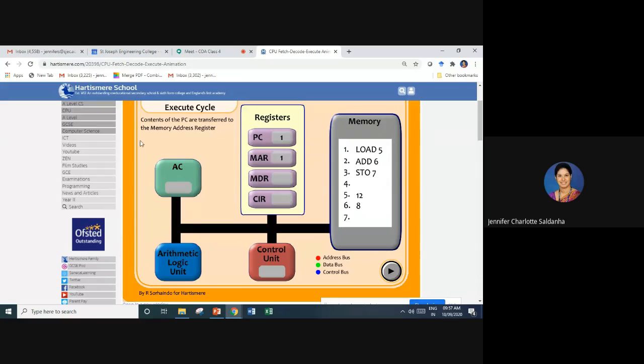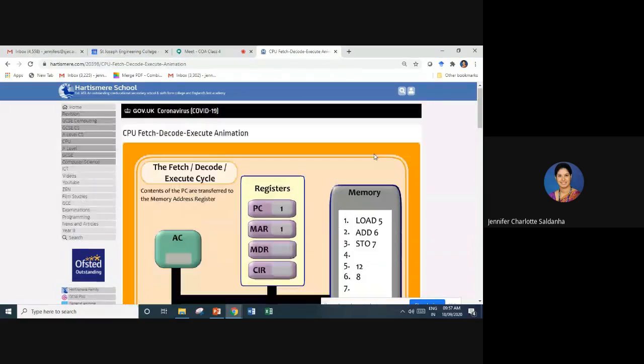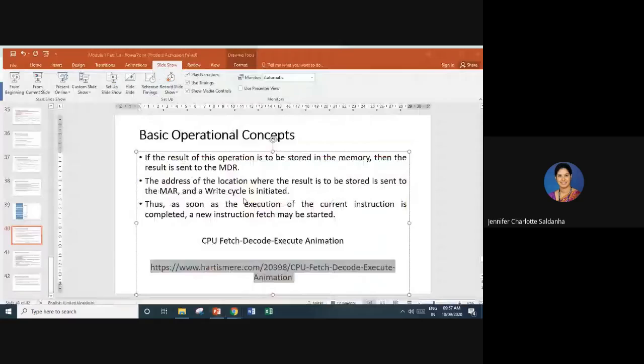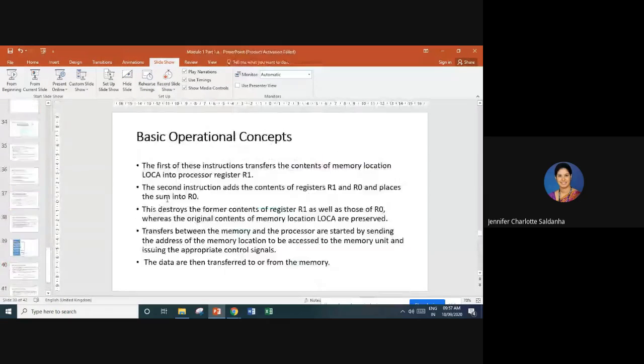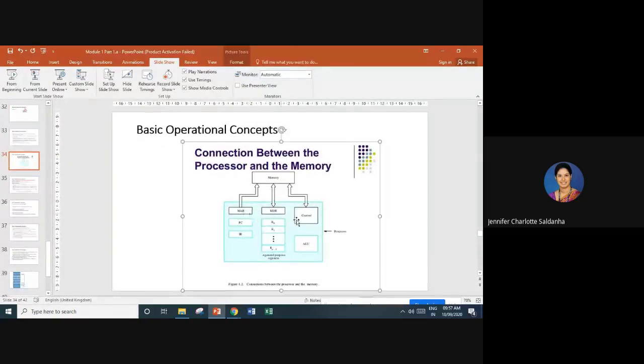So here with this animation, three instructions are worked out, right? So I will give you one instruction or two instructions. You have to tell me the steps with respect to this figure. By keeping in mind this figure, you have to tell me what will happen step by step.